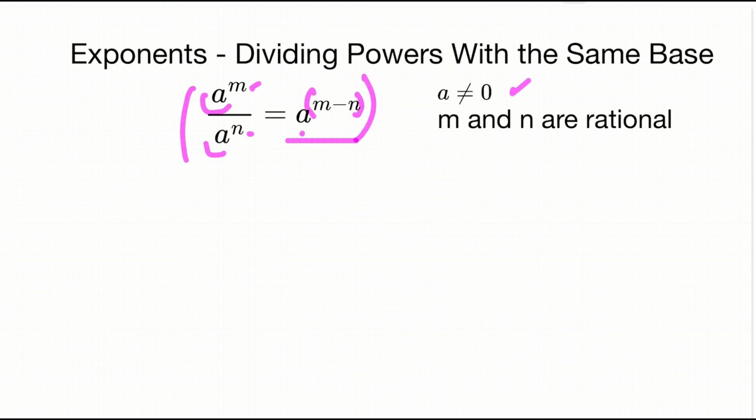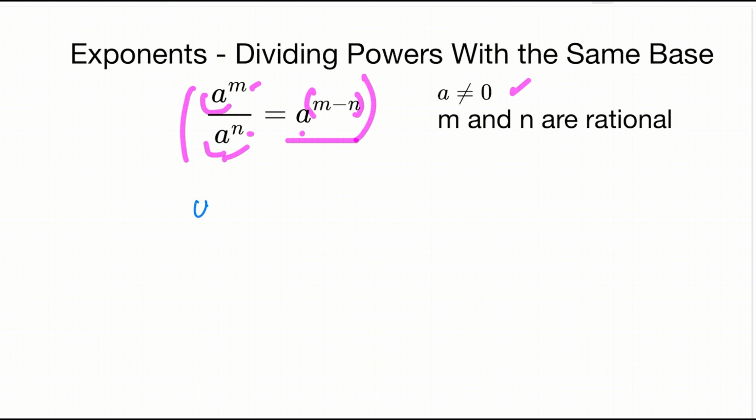A is not equal to 0, because you can't divide by 0 in the denominator here, and then it makes no sense. And then the numbers m and n are rational. That is, they're the quotient of integers. So there's our basic law. So let's do an example.